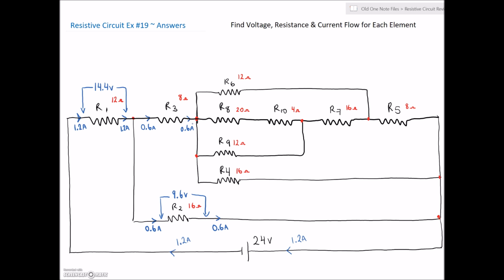Beauty. So now we got 0.6 amps. We've got to multiply that by 8 ohms, and that gives us 4.8 volts across R3.